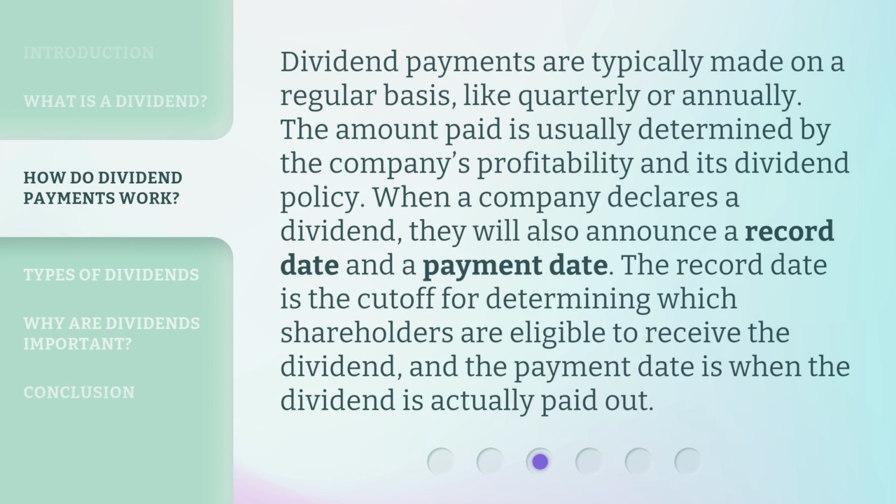Dividend payments are typically made on a regular basis, like quarterly or annually. The amount paid is usually determined by the company's profitability and its dividend policy. When a company declares a dividend, they will also announce a record date and a payment date. The record date is the cutoff for determining which shareholders are eligible to receive the dividend, and the payment date is when the dividend is actually paid out.